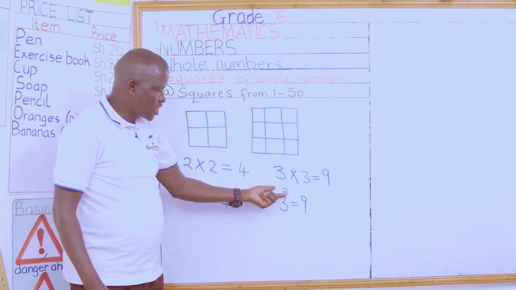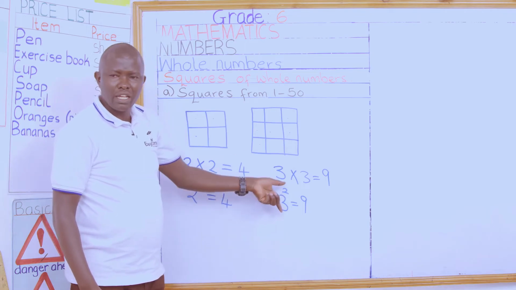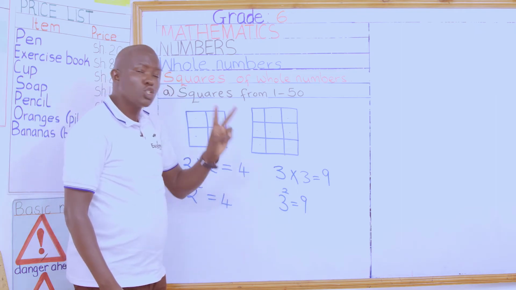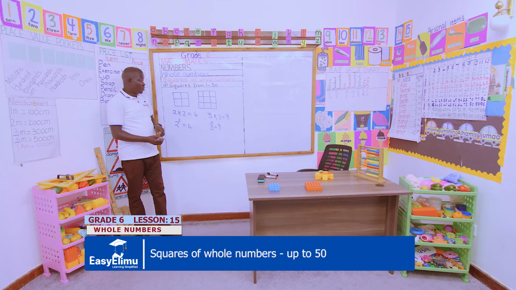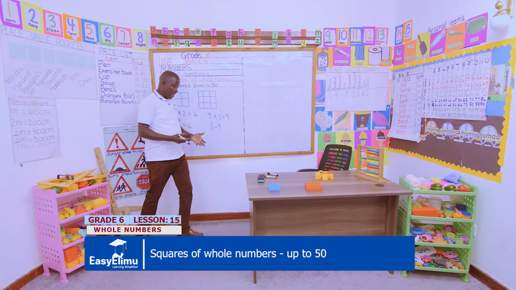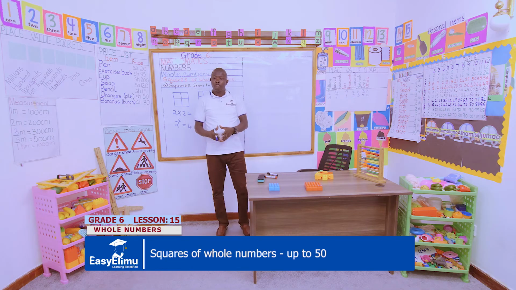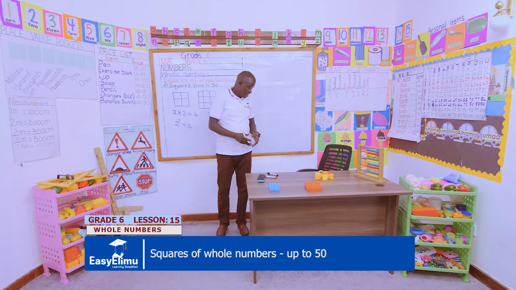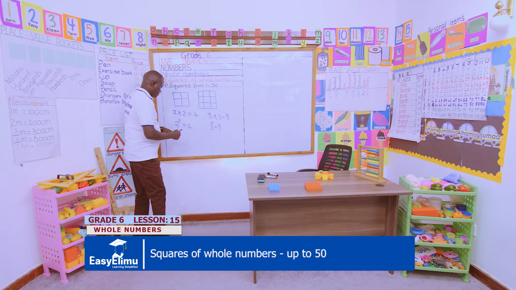Same case here, we have a 2 on top of 3. It means 3 has been multiplied by 3 two times, to get 9. So what is a square now? Square number is the product of a number multiplied by itself.